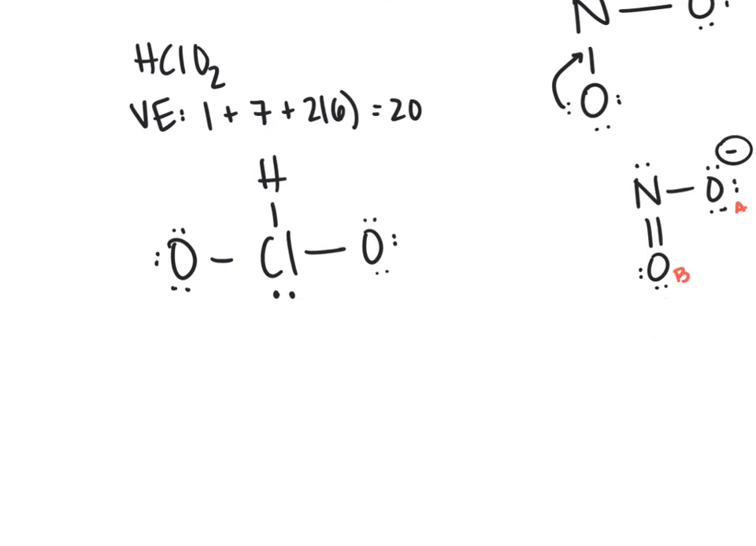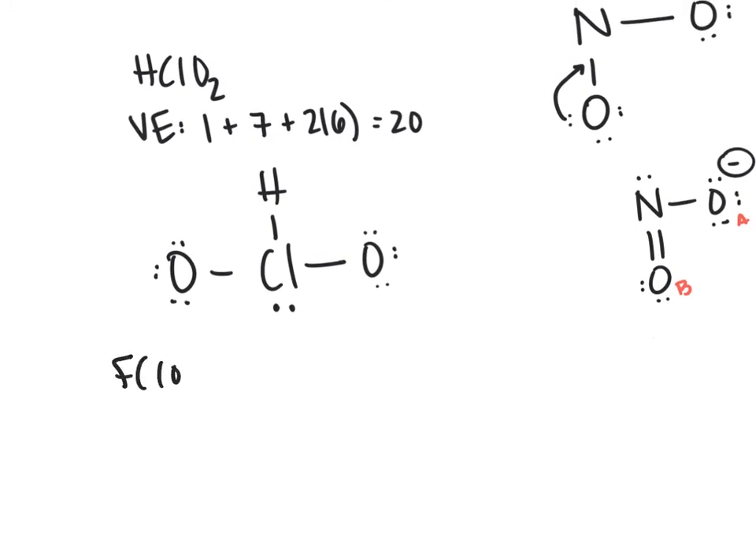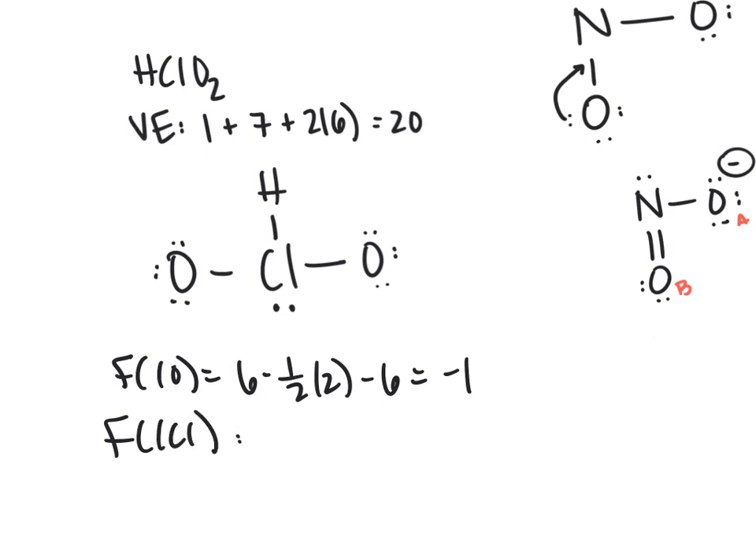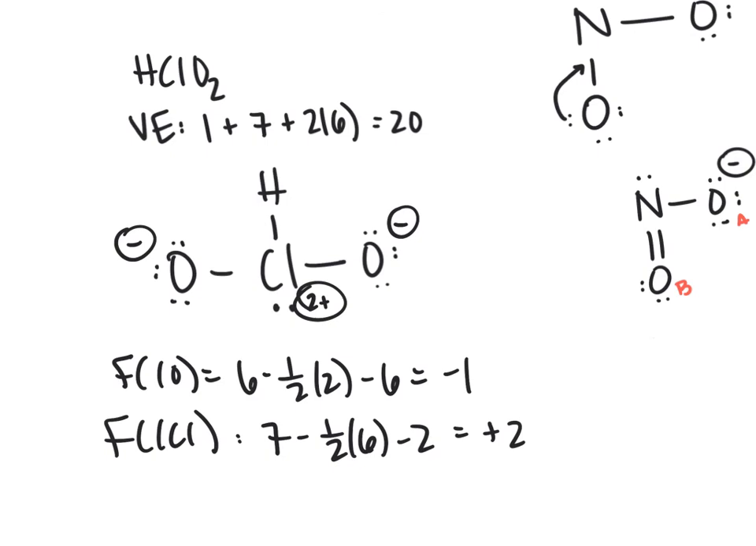So now our oxygens look the same. We're going to look at our formal charge of oxygen, which is 6 minus half of 2 minus 6, negative 1. The formal charge of chlorine is 7 minus half of 6 minus 2, which gives us plus 2. So we end up with a negative charge on each oxygen and a 2 plus charge on the chlorine. This falls into the correct scale because each oxygen, which is more electronegative, contains a negative charge, and this molecule is fully neutral at the end.